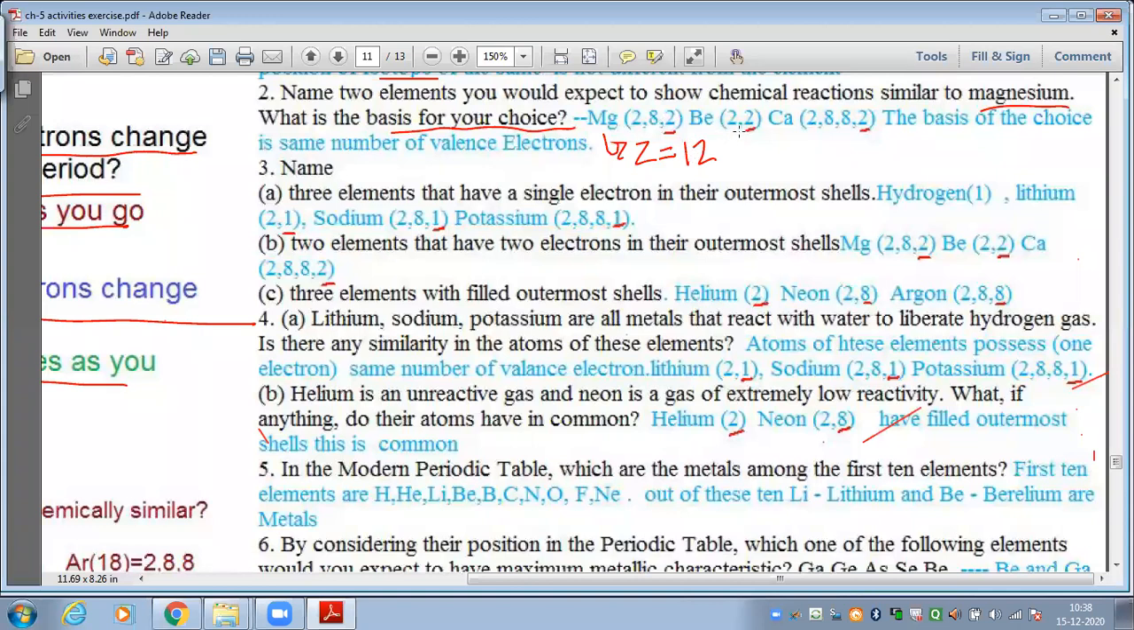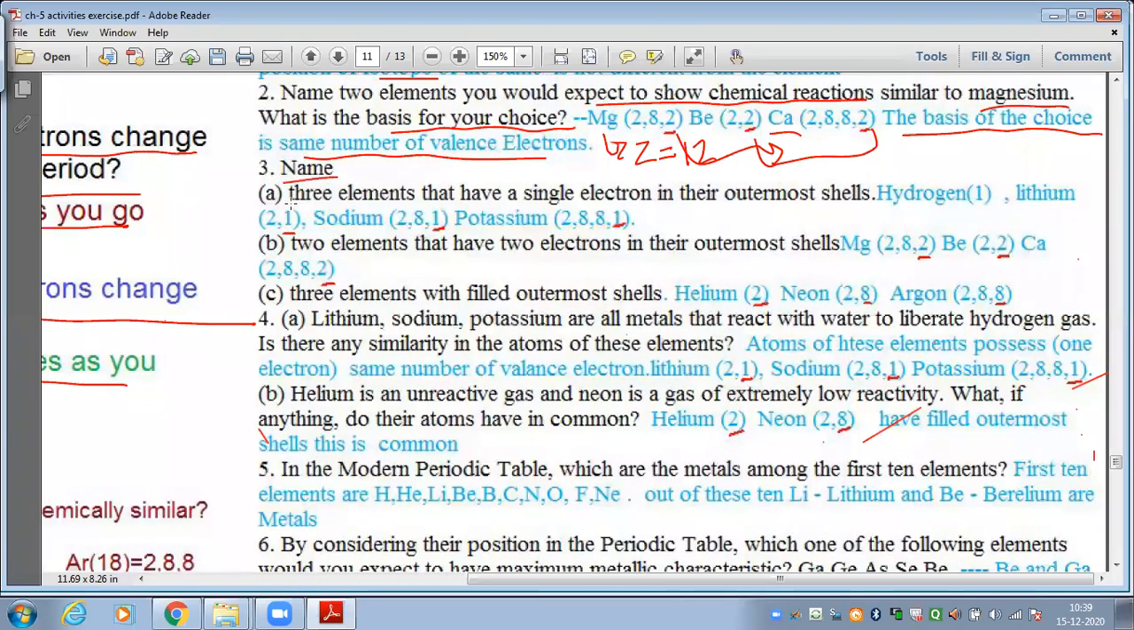In the same way, if you look at beryllium, the electronic configuration is 2, 2. If you look at calcium, it is 2, 8, 8, 2. So both beryllium and calcium have 2 valence electrons. Magnesium also has 2 valence electrons, and that is why they have the same valency. The basis of the choice is the same number of valence electrons, and that is why we can say that beryllium and calcium would be expected to give the same kind of chemical reactions.